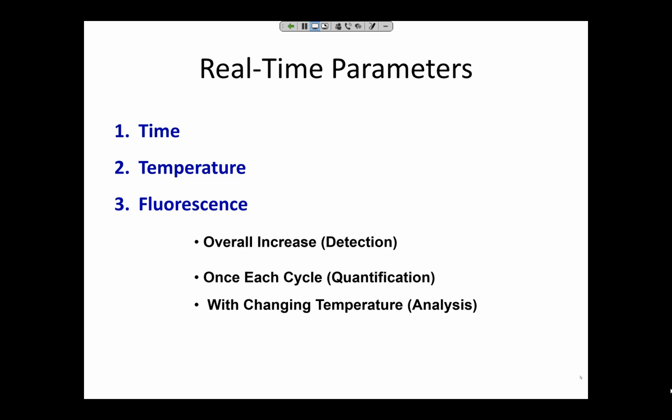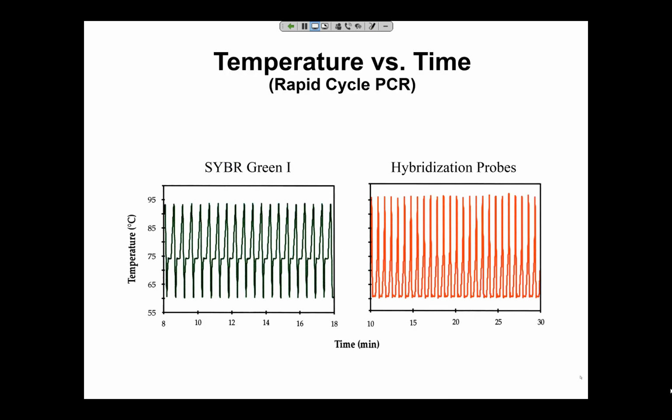Now, if we look at those 3 parameters, time, temperature, and fluorescence, and we plot them 2 at a time on a regular graph, there are 3 different combinations, right? We've got time and temperature, time and fluorescence, and finally temperature and fluorescence. So first, let's look at temperature and time. We'll look at two different fluorescence methods, the dye SYBR Green I on your left, and then hybridization probes on your right.